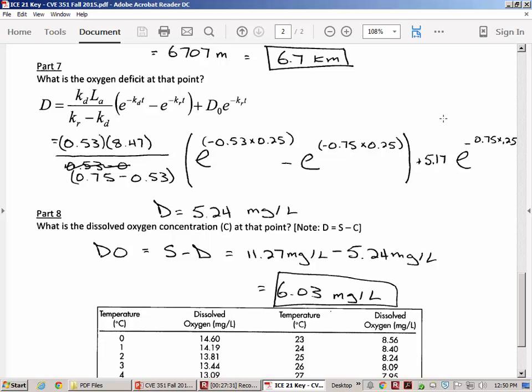So our saturation, if it was fully loaded with oxygen, would be 11.27. We know from the Streeter-Phelps model it's 5.24 milligrams per liter below saturation, and so the actual concentration is the difference between the two. You'll follow the same process when we do the homework problem. I'll give that to you on Tuesday.